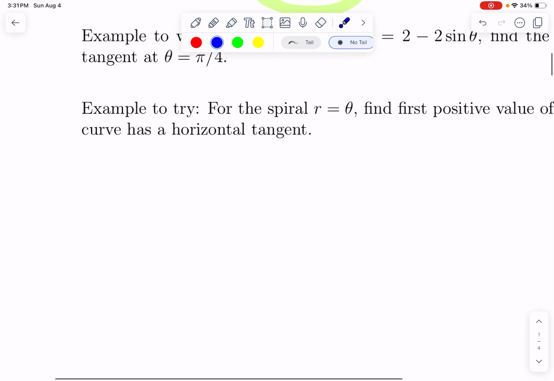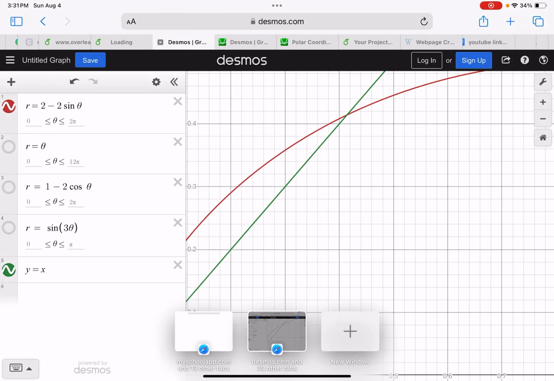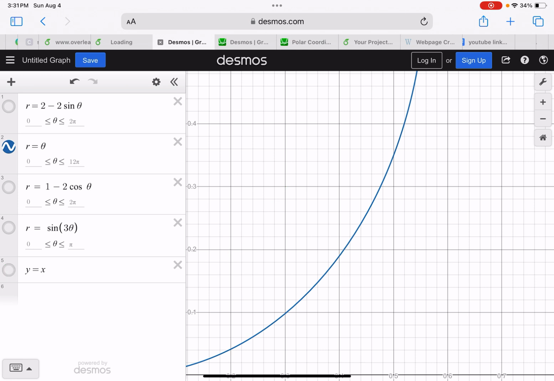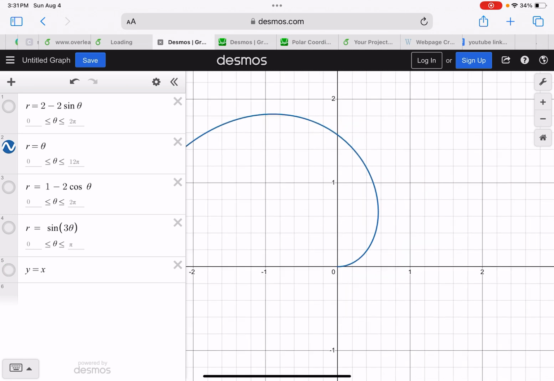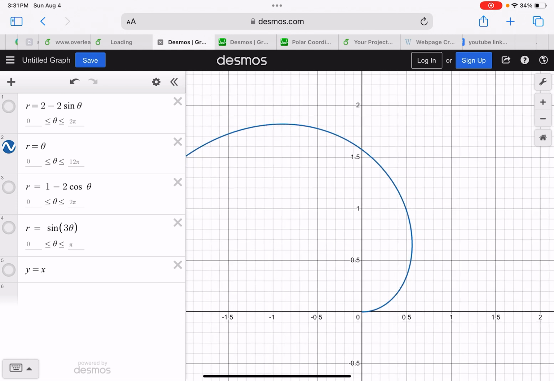Okay, so the version I've given you hopefully will be easier. For the spiral r equals theta, find the first positive value where the curve has a horizontal tangent. So let's look at that graph. I'll put this one away here, and we'll hide this. Here is our spiral. So we notice right at the very top, that's where we have this horizontal tangent. And we want to know where that is in terms of which value of theta.